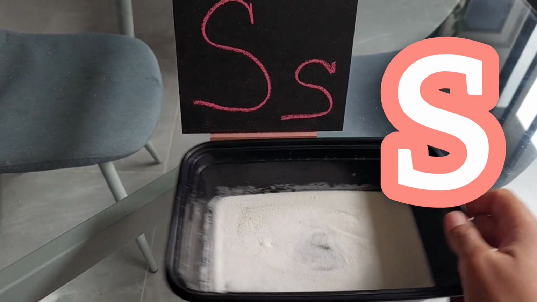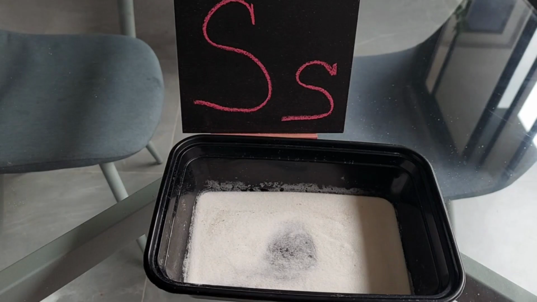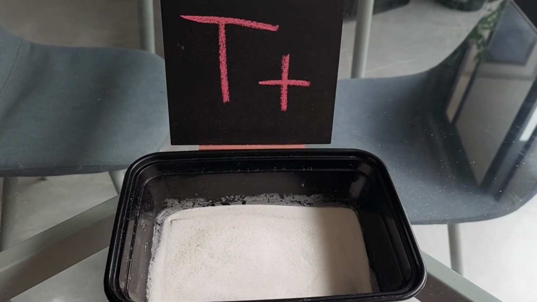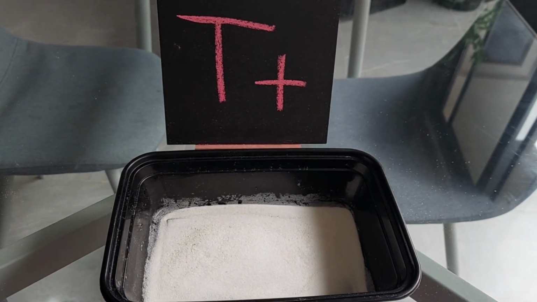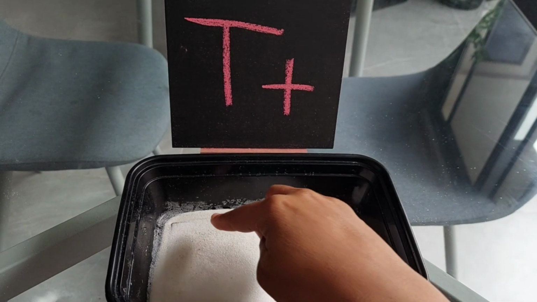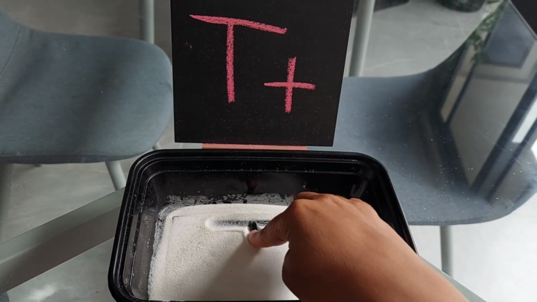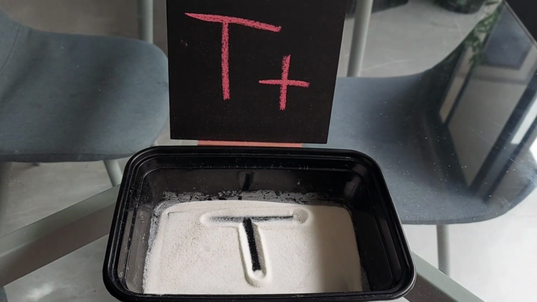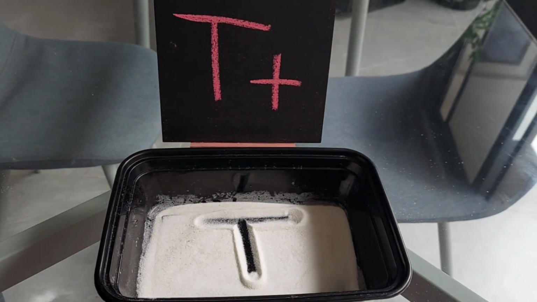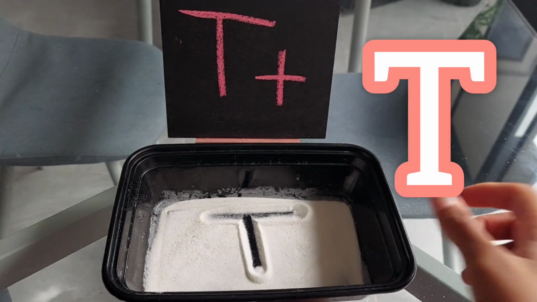Fantastic job, guys. Now let's learn how to write the letter T. To write an uppercase T, we are going to start at the top and do a line straight across. And then go back up to the top and make a line straight down to the bottom. Awesome, guys. You guys did an amazing job.